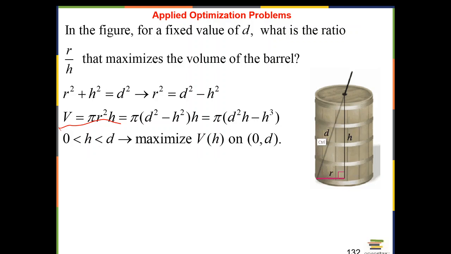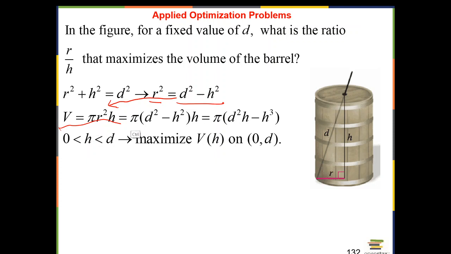Now, of course, we have some constraint here. What is the constraint from this triangle? We have to find a relationship between D, H, and R. And again, we know that R squared plus H squared equals D squared, right? And from here, we know R squared has to be that. So instead of R squared, we just substitute this. So now V is a function of only one variable, because remember, D is not a variable, D is just a parameter. We keep it and we're going to treat it as a constant when we take the derivative.